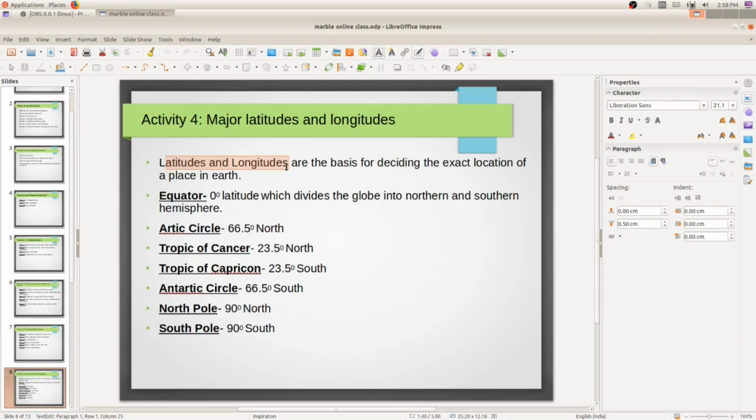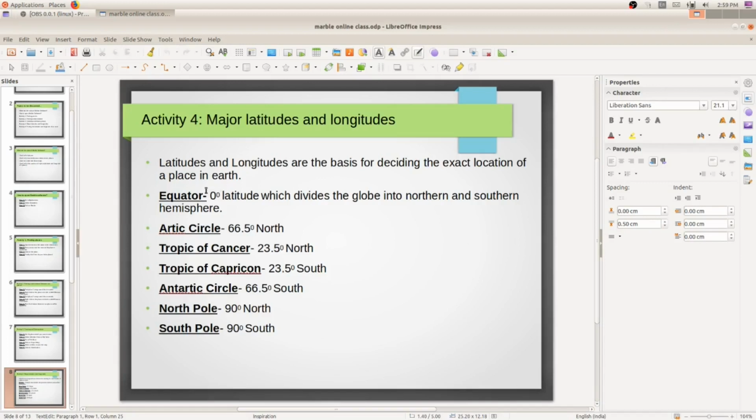Did you understand, my dear students? For your better understanding I told that example. So once again you read out: latitudes and longitudes are the basis for deciding the exact location of a place on Earth. If you want to find an exact location, we can find it using latitudes and longitudes. So hope all are clear about the concept.